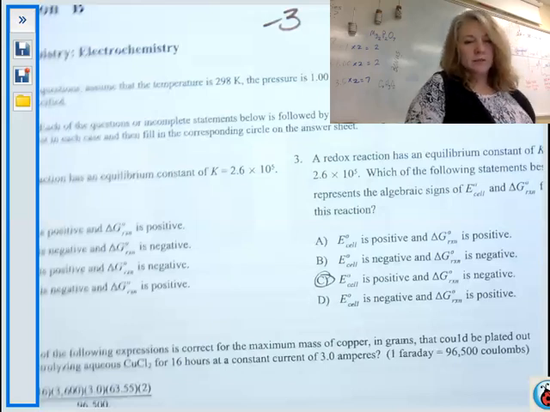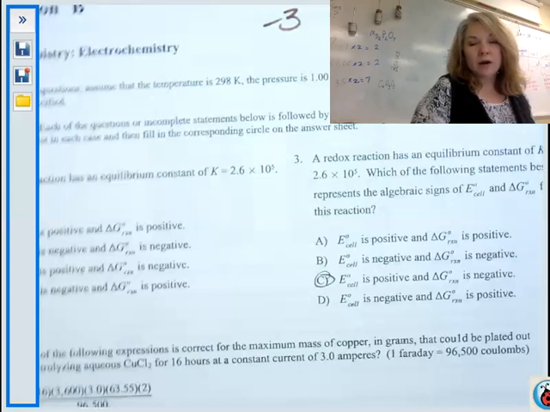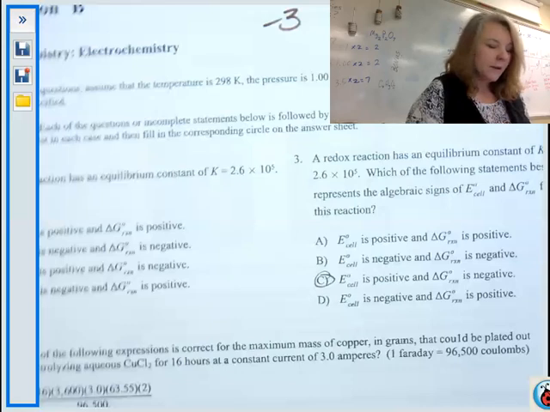Each half cell will consist of an electrode partially submerged in 1 molar solutions of its nitrate salt. The 2 electrodes will be connected by separate wires to a voltmeter, and the 2 half cells will be connected by a salt bridge. Okay, basic stuff. We're dealing with a galvanic cell.